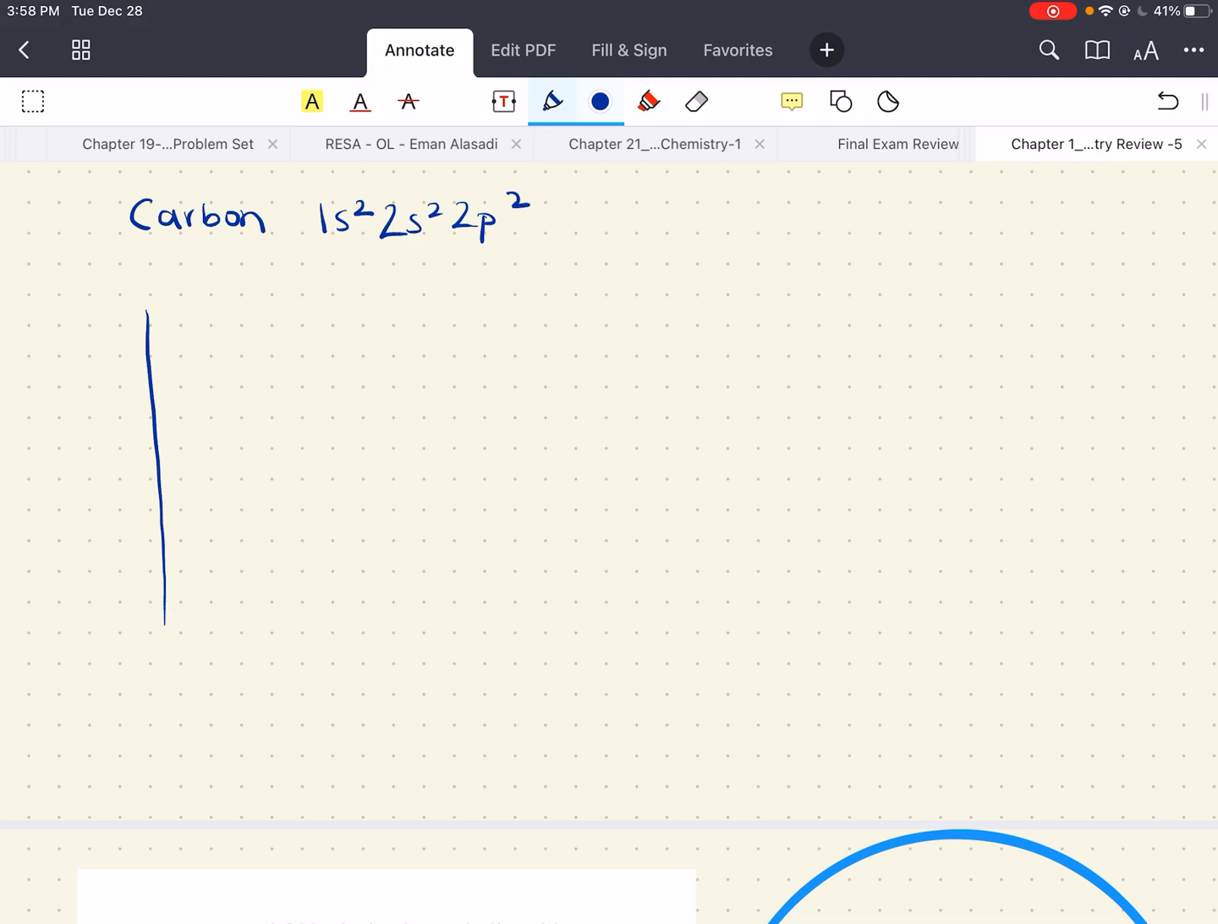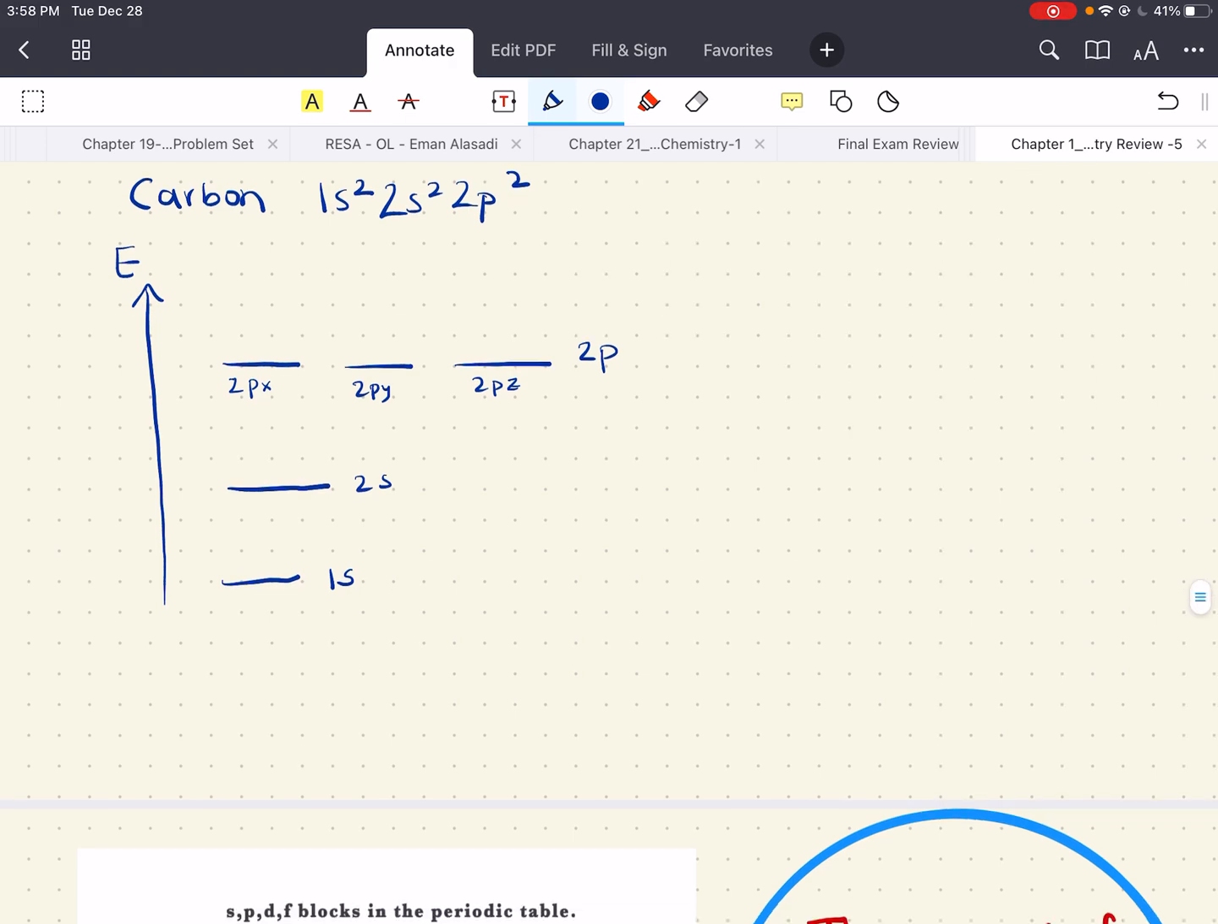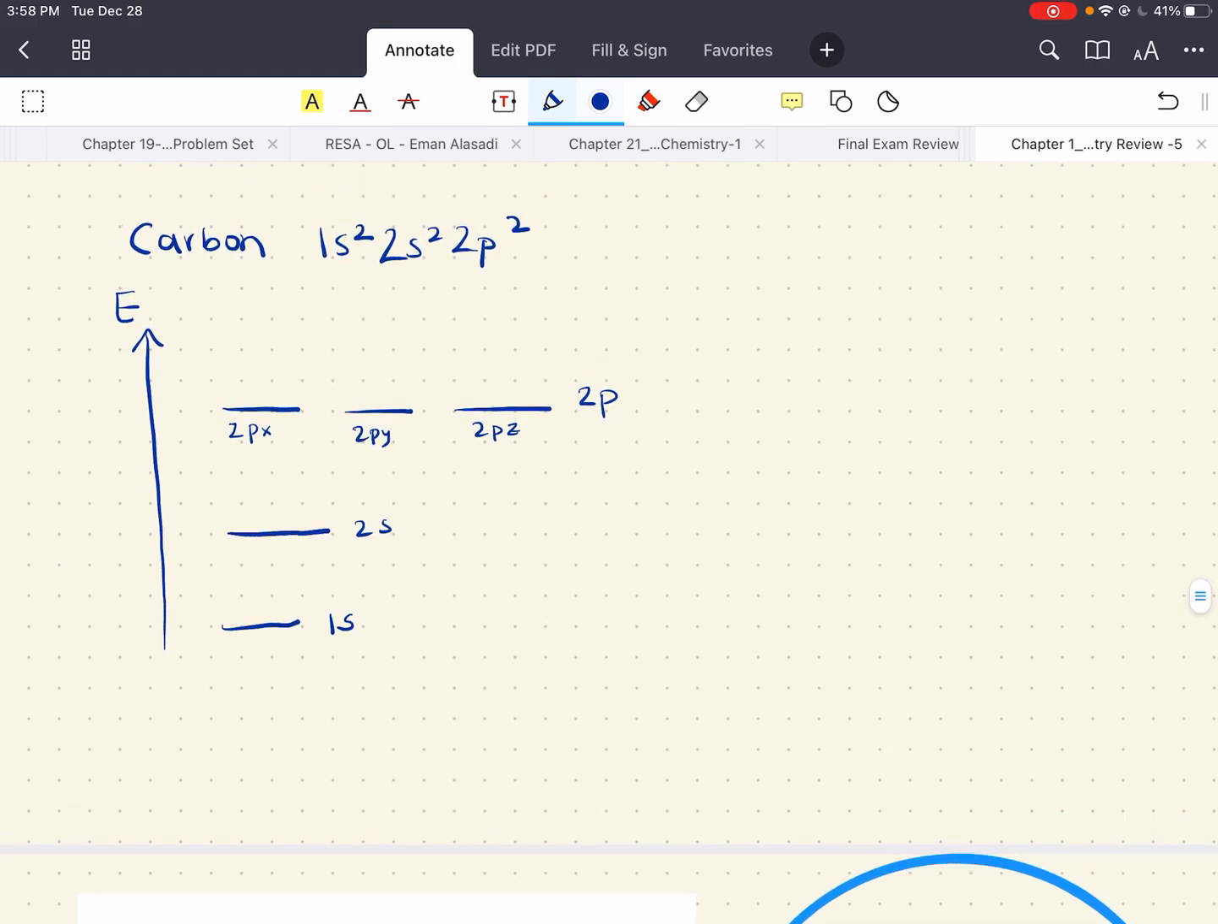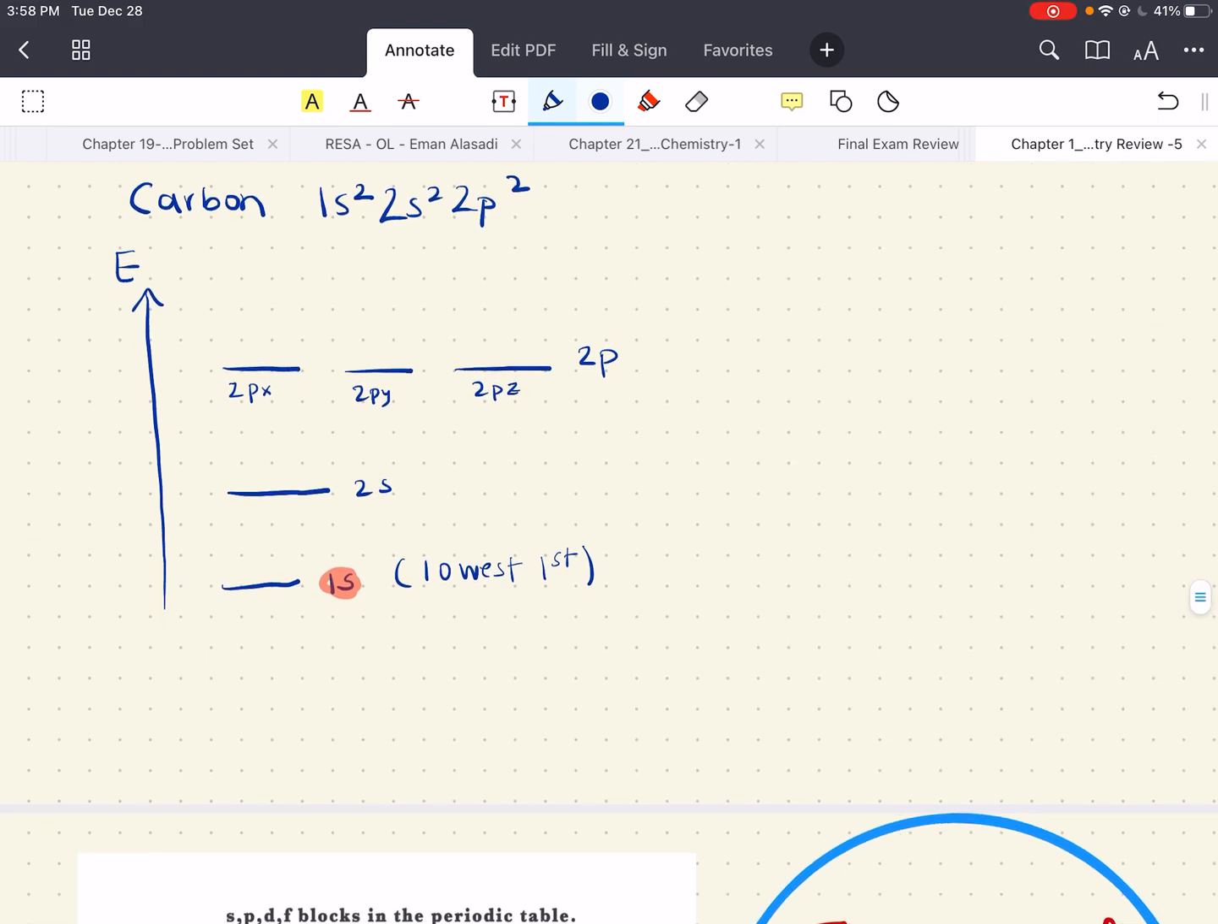Right, and let's draw these orbitals in increasing energy. Your 1s is going to be lowest, then your 2s, and then you have three 2p orbitals. You have your 2px, 2py, and 2pz. So here are your p orbitals, your 2p orbitals. Awesome. So remember, first rule, Aufbau's principle states that the lowest energy orbital is going to be filled first. So this is your lowest energy orbital, and so it's going to be filled first. And so we put our two electrons here, one, two, because we have two electrons in our 1s orbital.